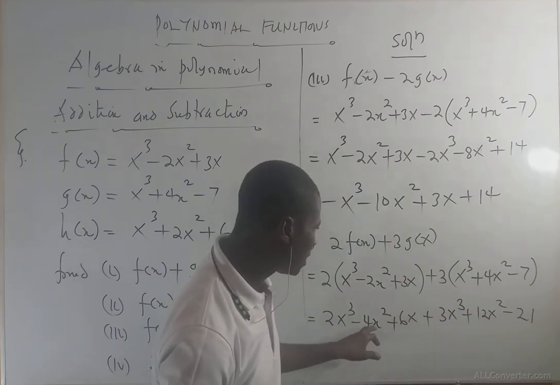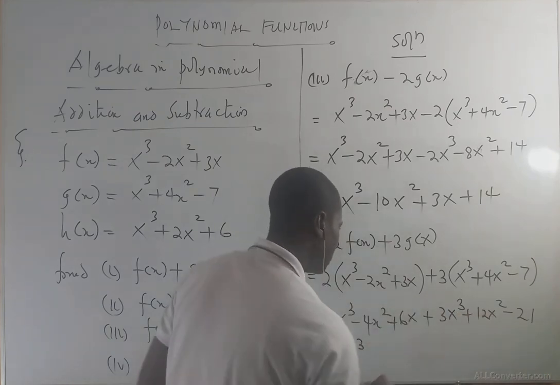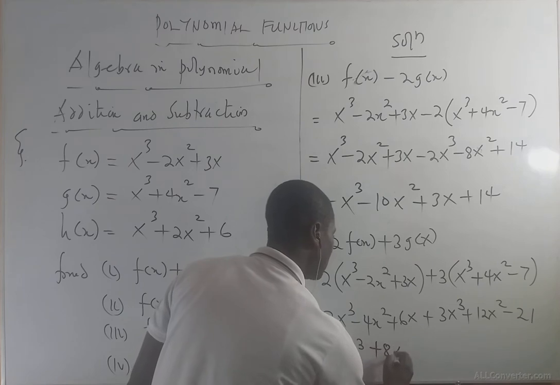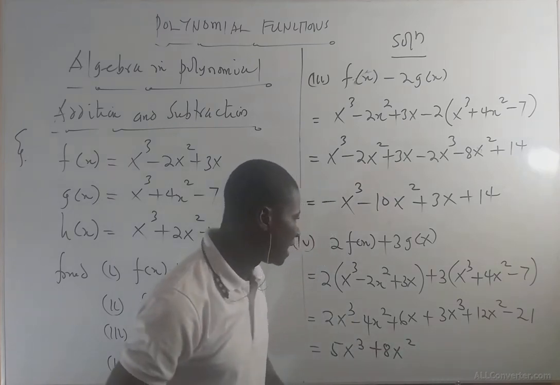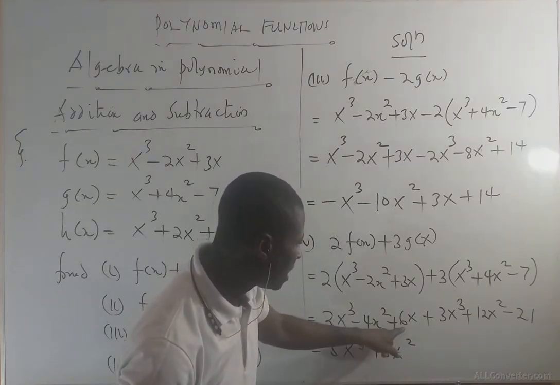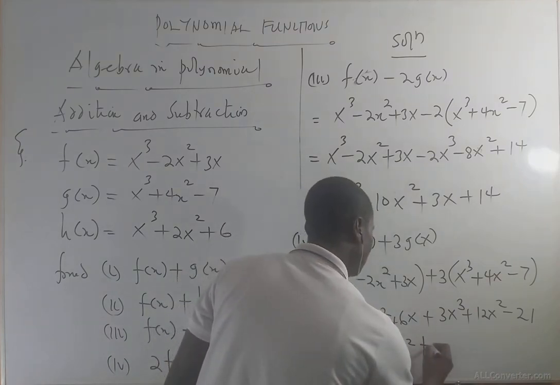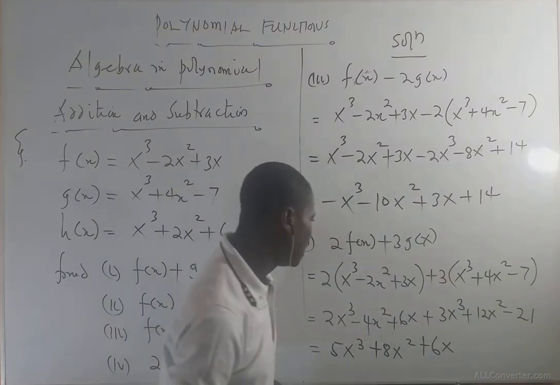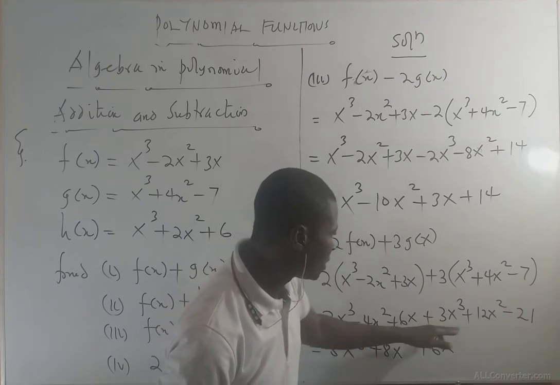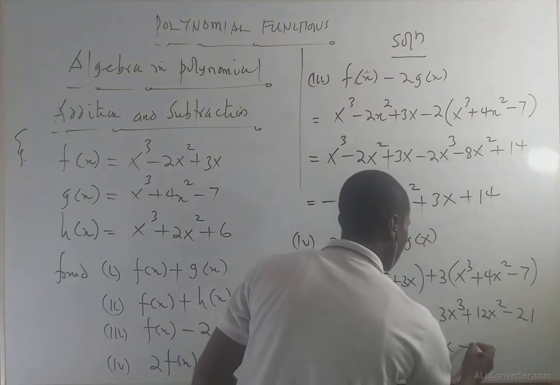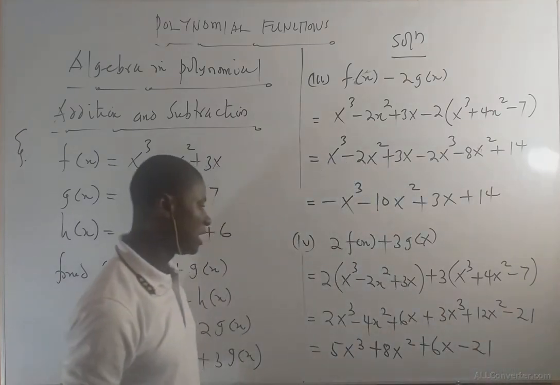So minus 4x squared plus 12x squared will give us 8x squared. So we have 8x squared. Then we check the x term. The only x term we have is 6x. So we have plus 6x. And the only constant we have in the expression is minus 21. So we have minus 21. And so that will be the answer.